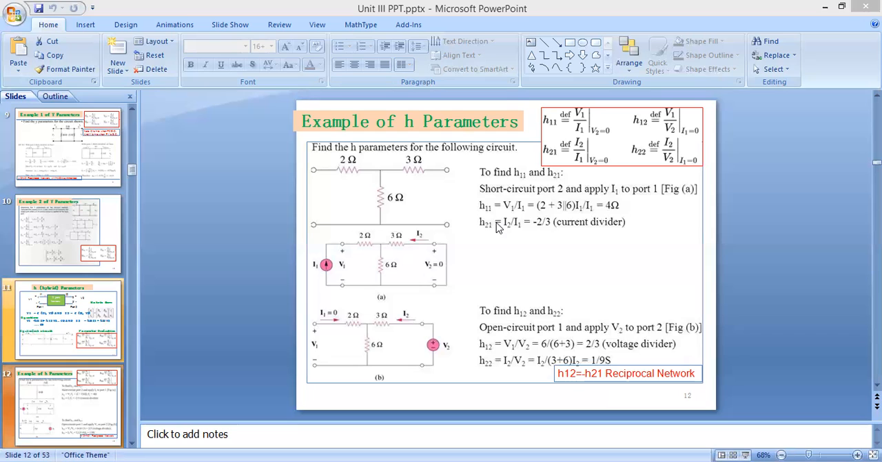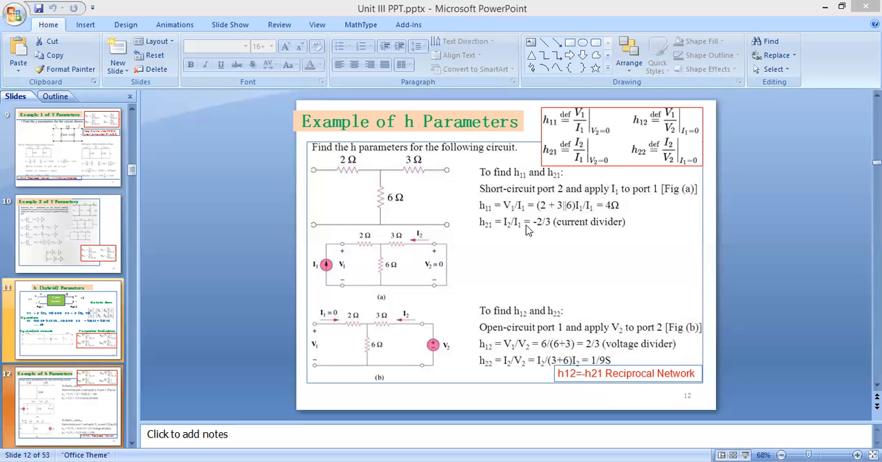Again, you can calculate H21. H21, how will you get? I2 upon I1. So if you calculate I2 upon I1, you can apply current divider. You can see I1 will be this side, I2 is opposite. So you can take H21 equal to I2 upon I1, and to calculate I2, you can apply the current divider rule.